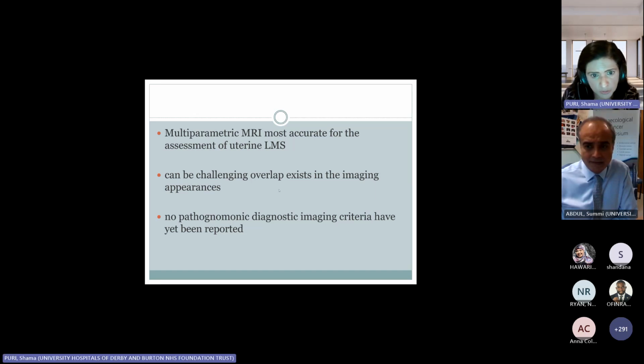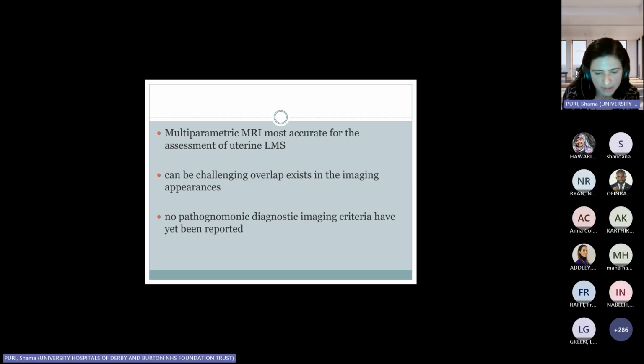The best thing to do is to use multiparametric MRI. Multiparametric basically means not only doing the T1, T2 weighted images, but giving contrast, giving diffusion weighted. So trying to use all aspects of MRI. Having said that, it can be quite challenging to differentiate between the two because a lot of imaging appearances overlap between the benign and the malignant disease. And so far, there are no pathognomonic diagnostic criteria where we look and say, that's sarcoma. Not yet.